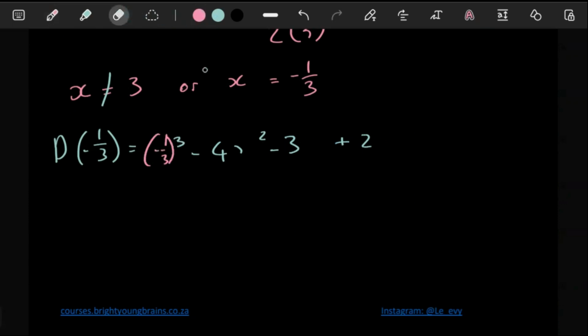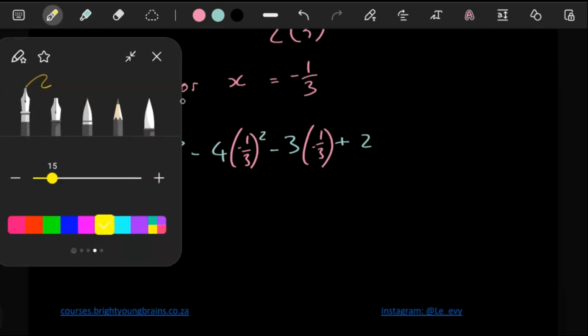We're going to throw -1/3 there. Then we're going to throw -1/3 over there. That's the way we like it.